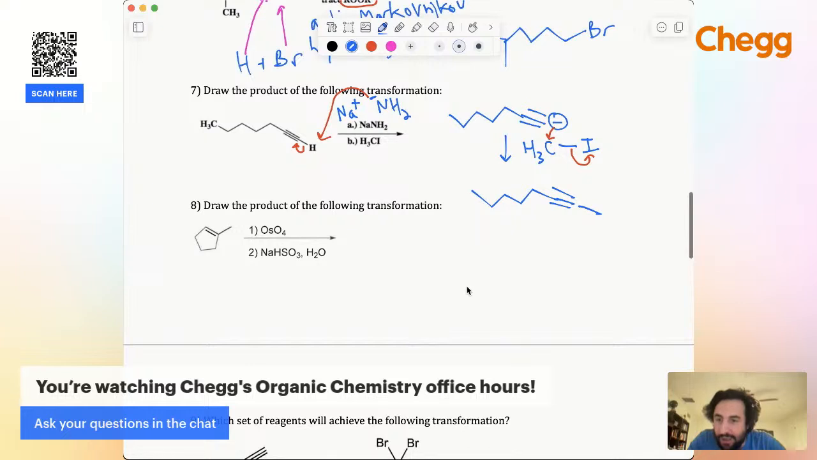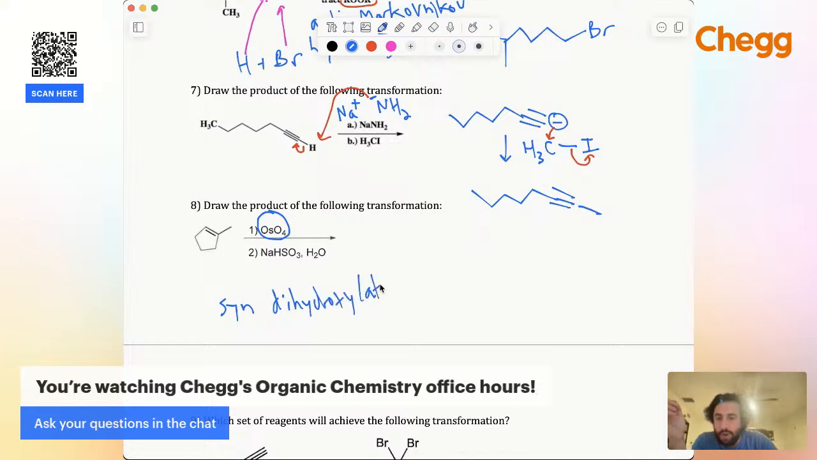Okay, so 8. Draw the product of the following transformation. So here we have osmium tetroxide. This is another flashcard. All we have to know is that we're doing syn dihydroxylation. So you have to have your flashcard where on the front of it, you draw these reaction conditions, and on the back, you have the words syn dihydroxylation. That is memorization.